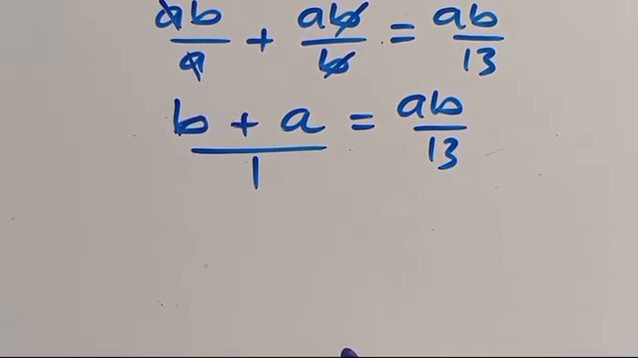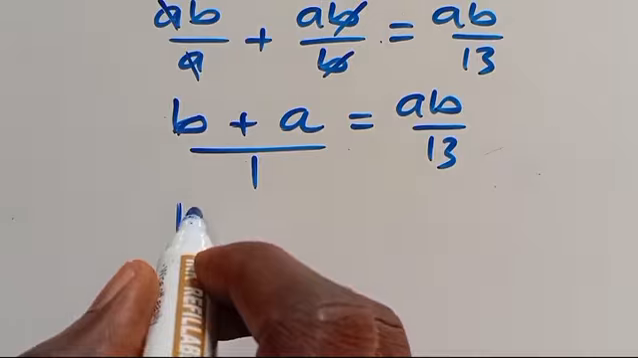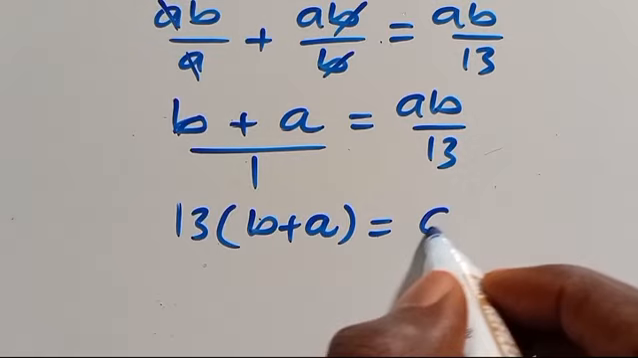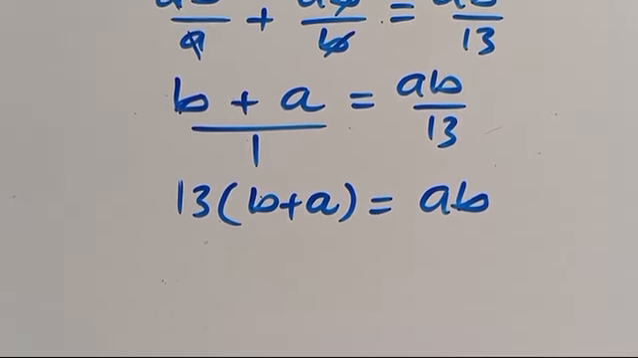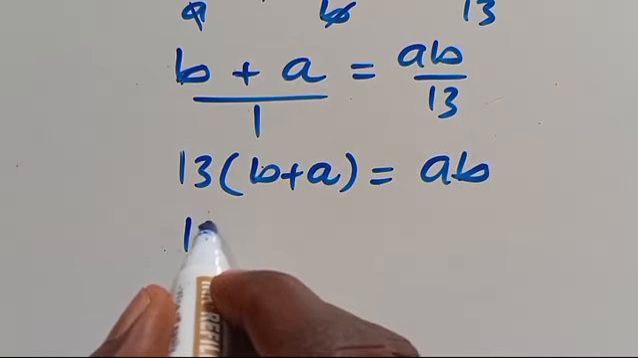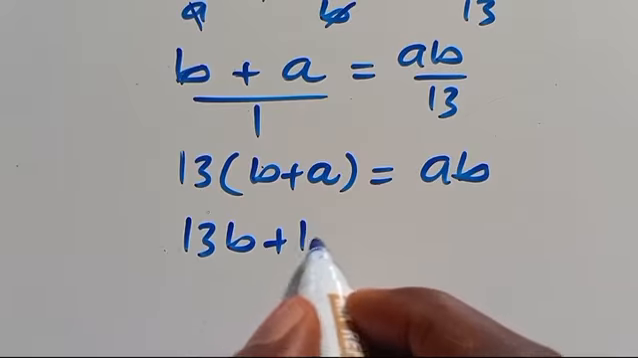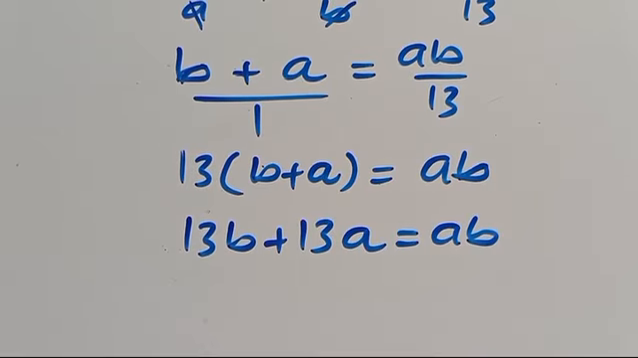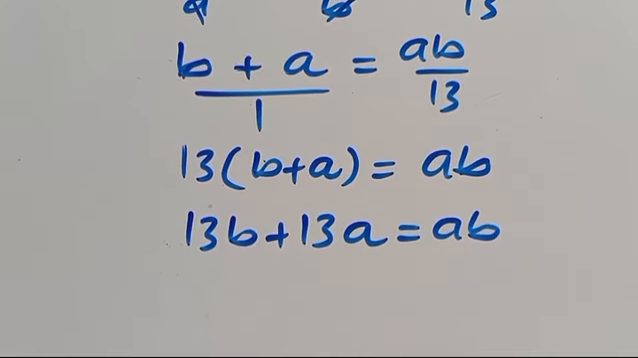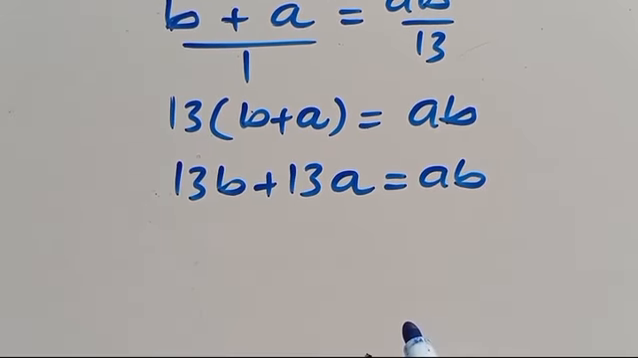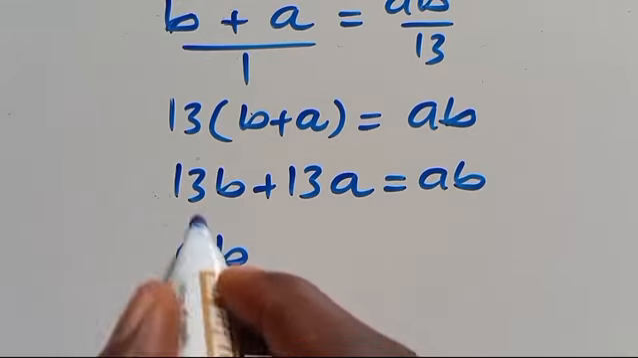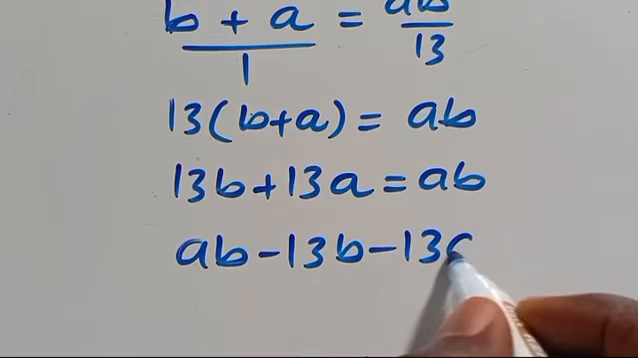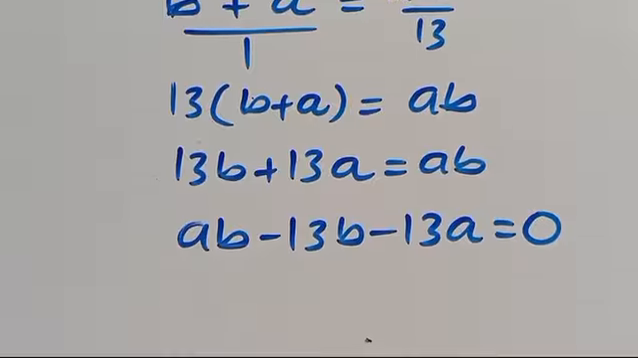When we cross multiply, we are going to have 13 times b plus a equals ab. Let's open. We have 13b plus 13a equals ab. From here, let's do something reasonable. We can have ab minus 13b minus 13a equals 0.